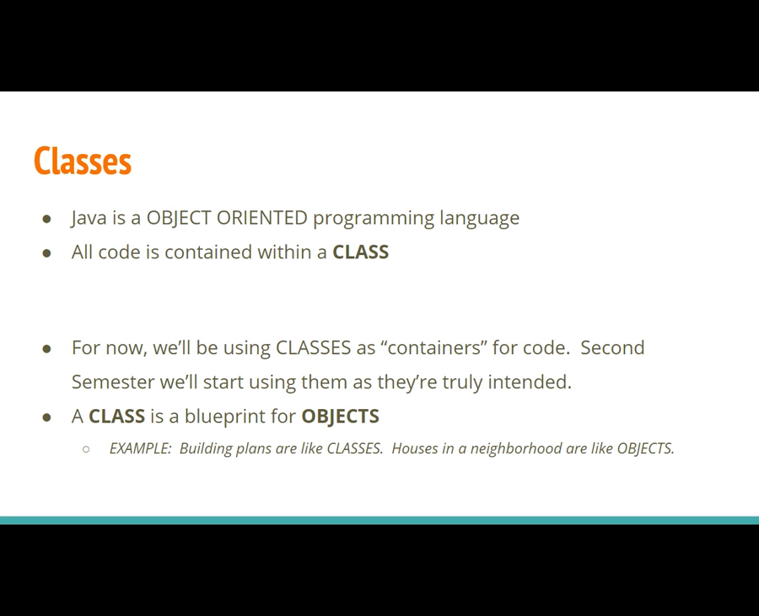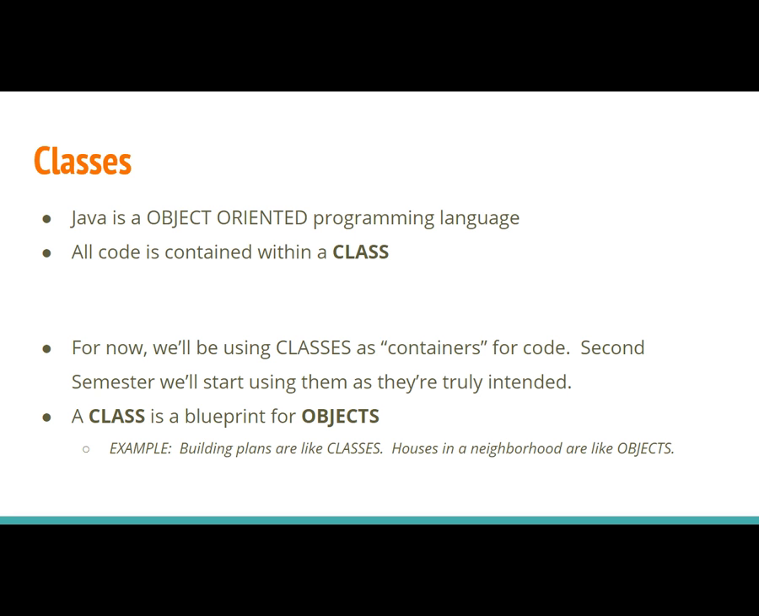When we make games next semester, get excited, we will use Java more like an object-oriented programming language. We will have an object that is Mario, an object that's the Goomba, an object that's the block, an object that's a store. So we'll have objects for every single thing that we create, and those objects will then interact with each other. For now, we use classes as containers for our code.